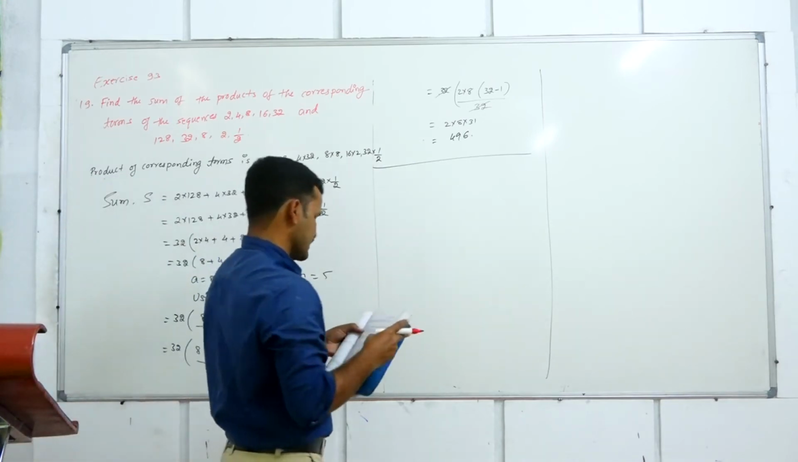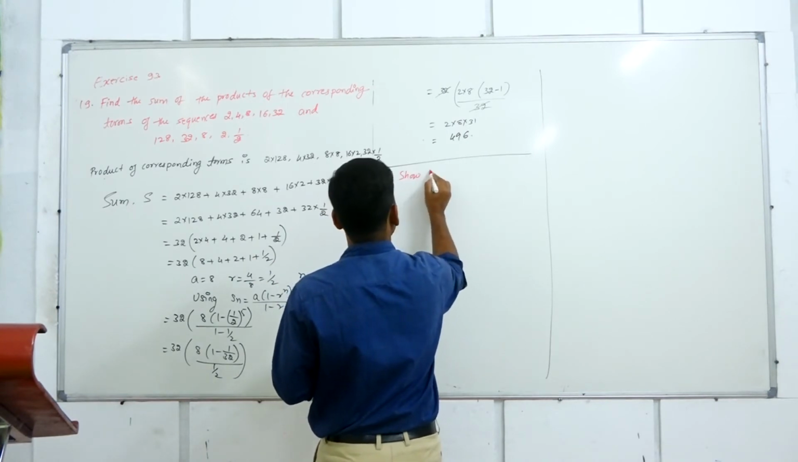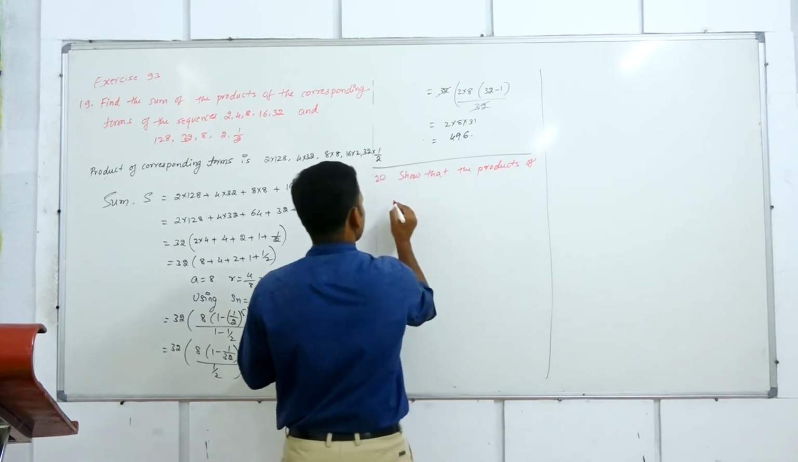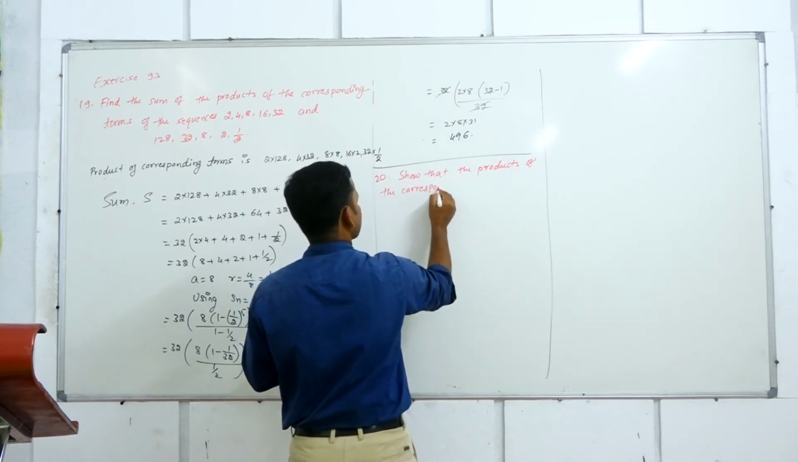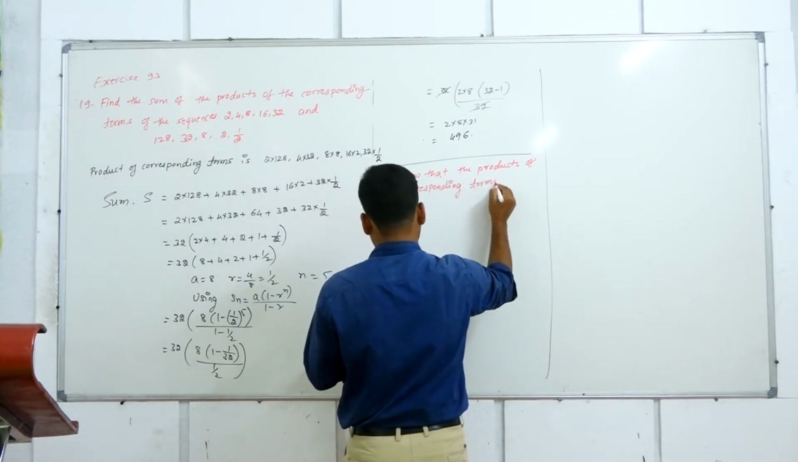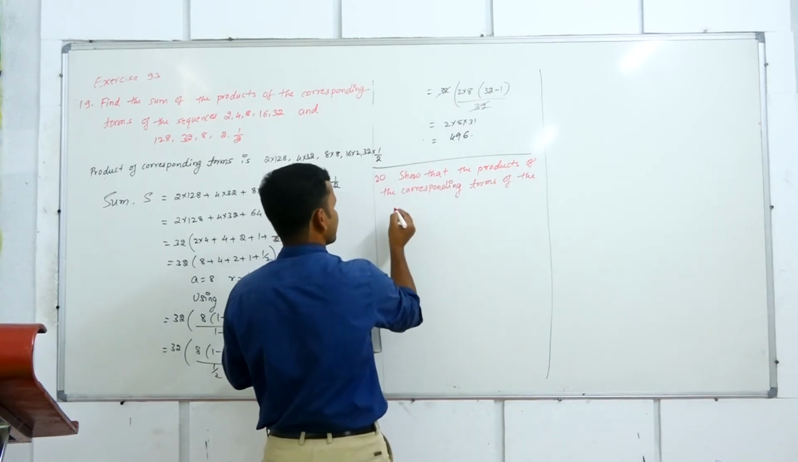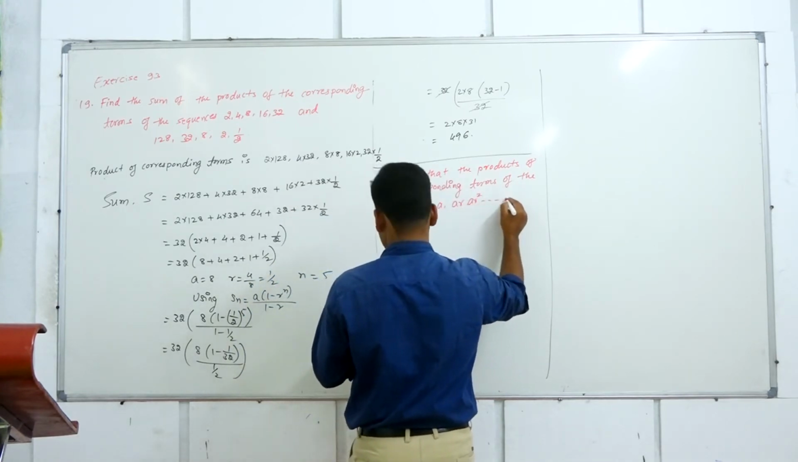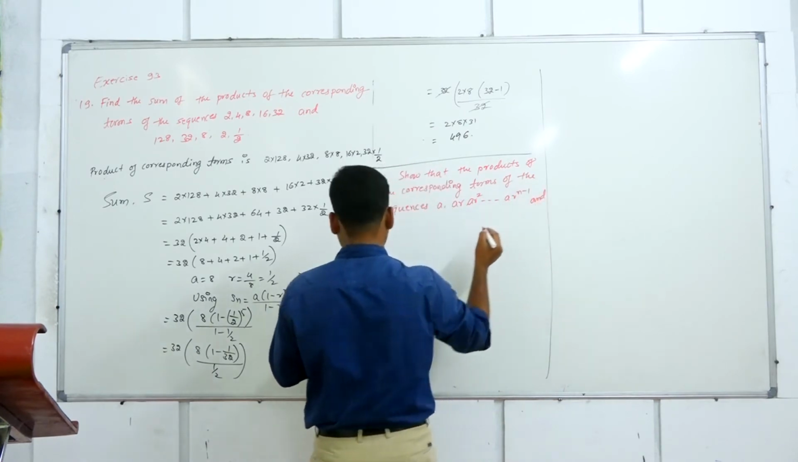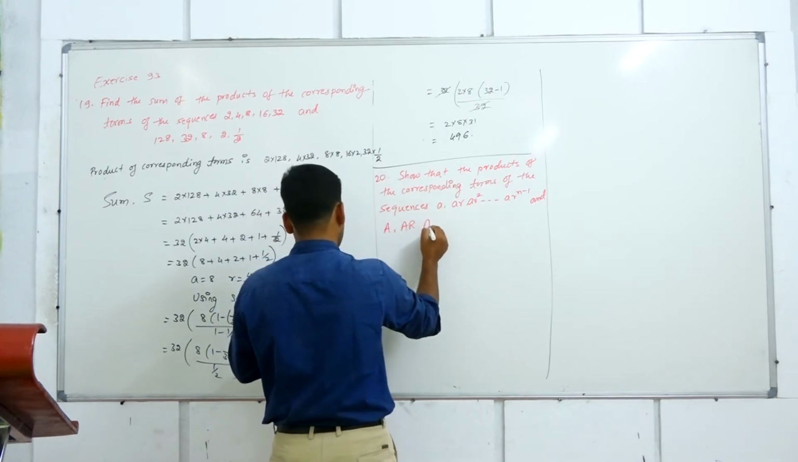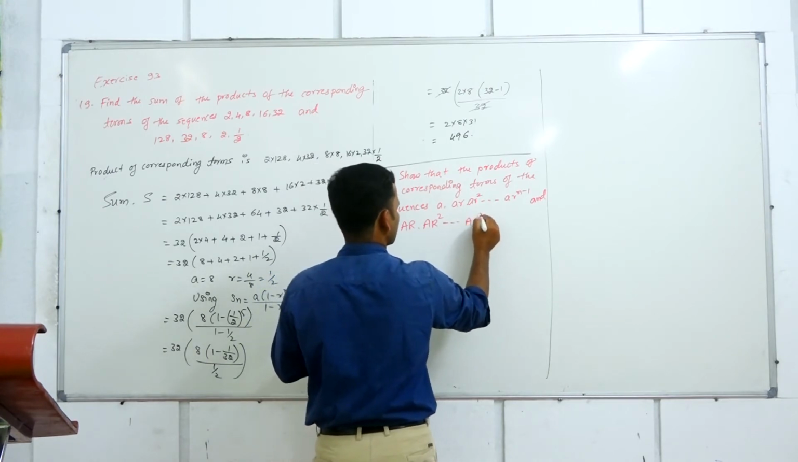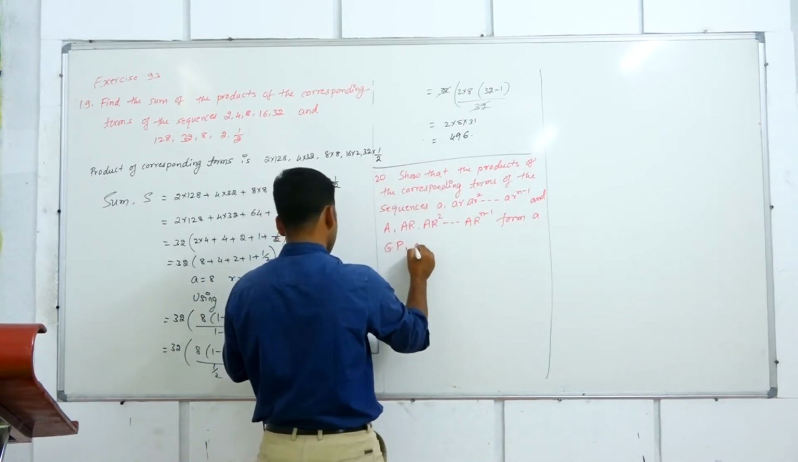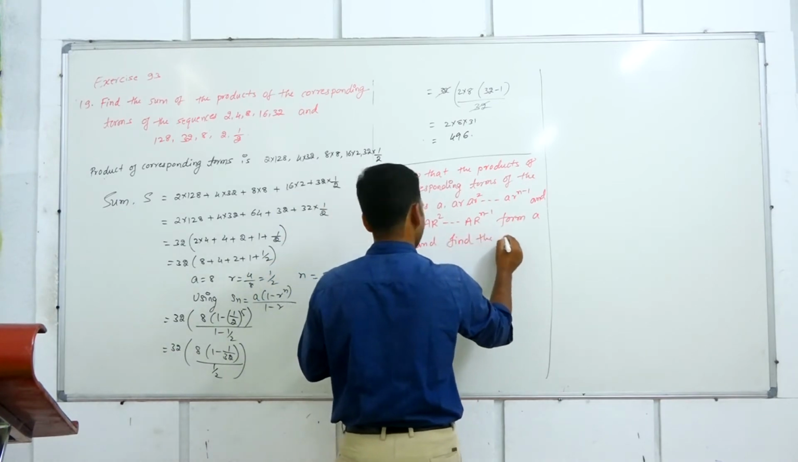Problem number 20 says, show that the products of the corresponding terms of the sequences A, AR, AR square, so on up to A into R to the power of n minus 1, and capital A, AR, AR square, so on up to A into R to the power of n minus 1 form a GP, geometric progression, and find the common ratio.